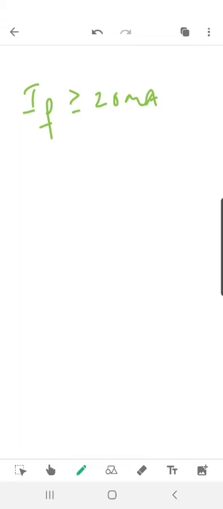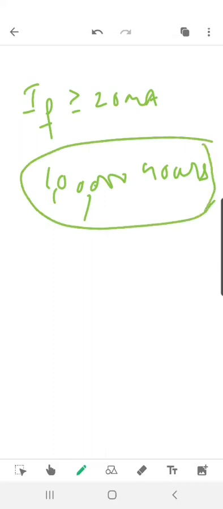And the operating lifetime of our LED is very large. The operating lifetime of an LED is around 1 lakh hours. An LED can efficiently operate for this much time.